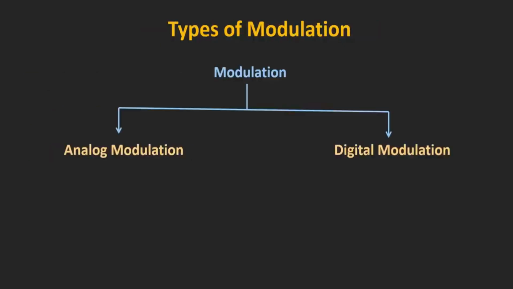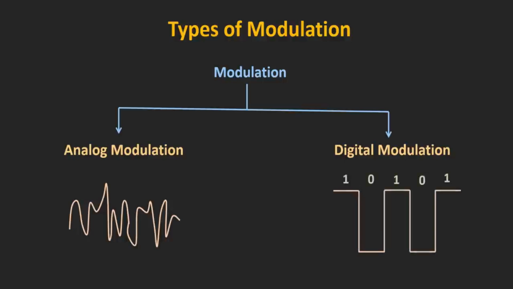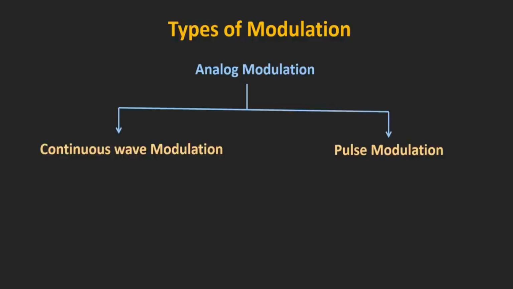Now let us see the different types of modulation. Broadly, there are two types of modulation: one is analog modulation, and the other is digital modulation. If the message signal is analog, then it is known as analog modulation. Similarly, if the message signal is in digital form, in terms of ones and zeros, then it is known as digital modulation. First of all, let's talk about analog modulation.